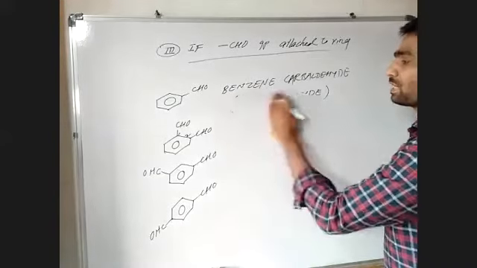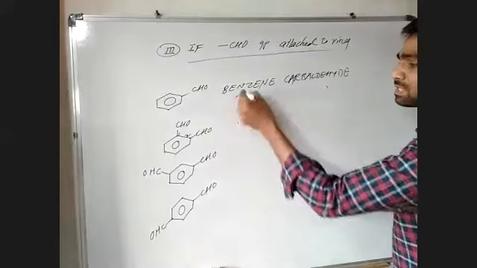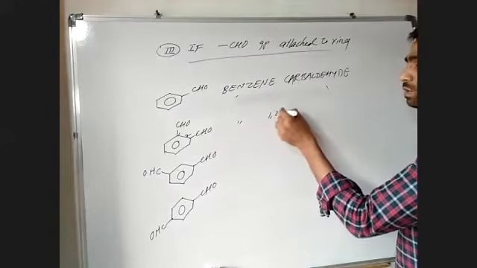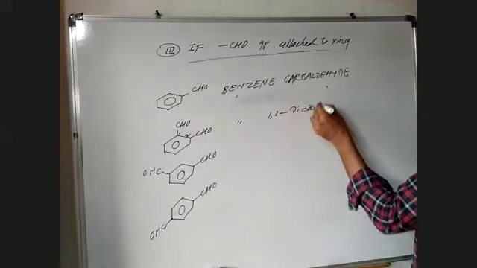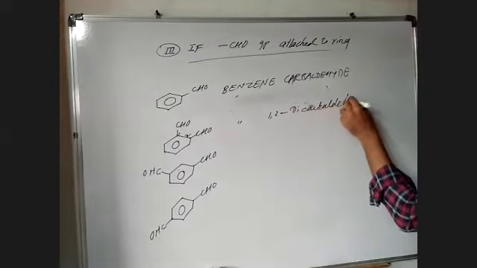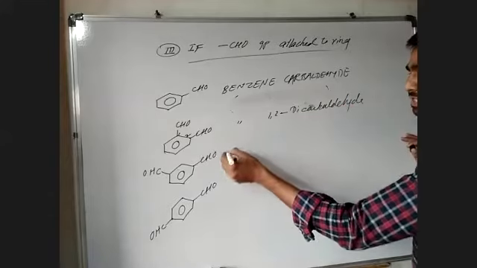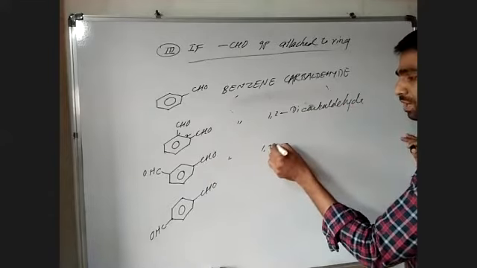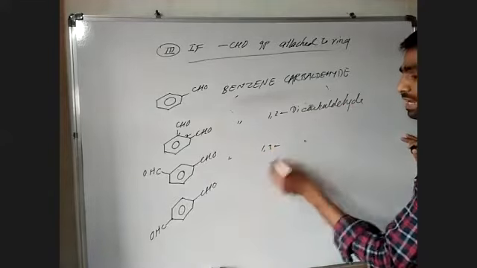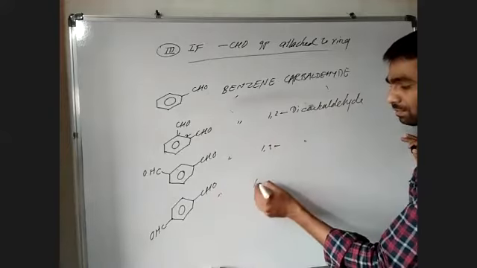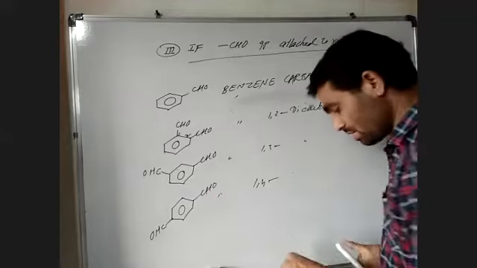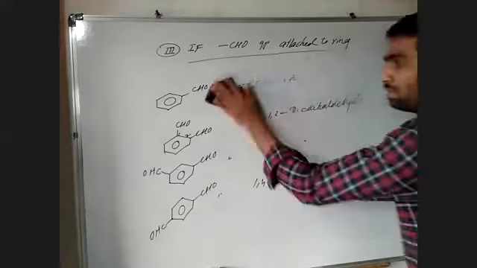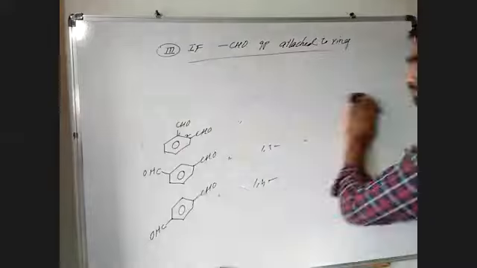If you see this one, benzene is common. Here 1,2-dicarbaldehyde, right? This benzene is common, 1,3-dicarbaldehyde. This benzene is common, 1,4-dicarbaldehyde. That's all. Finish. Okay, fine. Let us go for other examples.